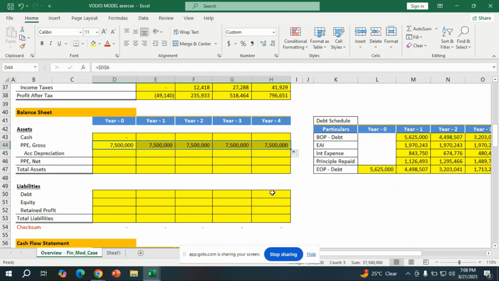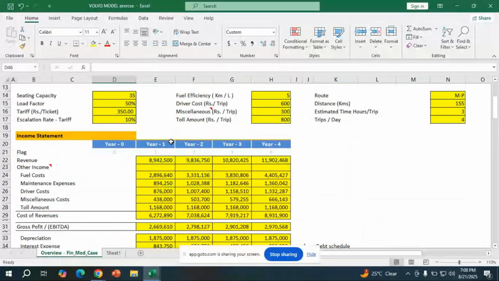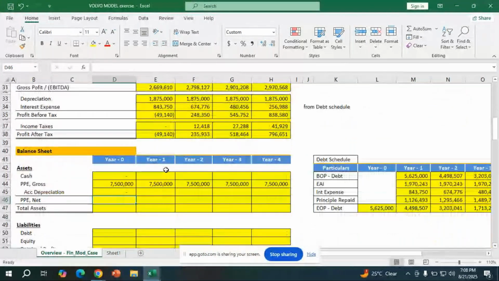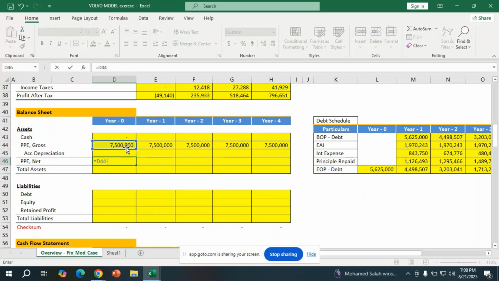Next, depreciation. For year 0, we don't have any depreciation, it is 0, right? Because here also if you observe, we only start from year 1. You don't have anything to consider for year 0. And now you arrive at the net amount of the property, plant and equipment. So how do you arrive at it? Equals gross value minus depreciation.